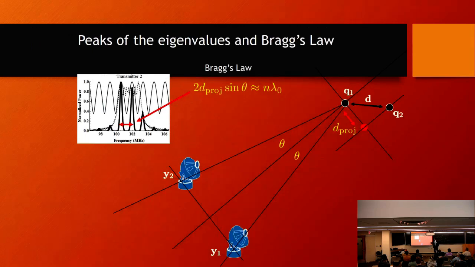It turns out, when you do the math, that the distance between these frequency spikes is associated with the projected distance between these two scatterers. Very analogous to Bragg's law.